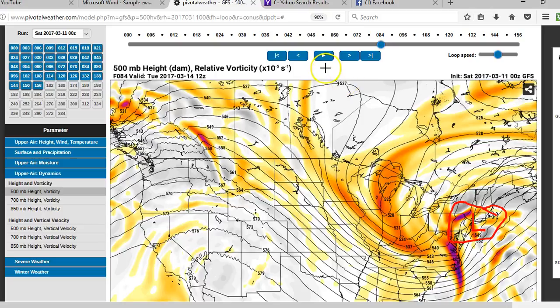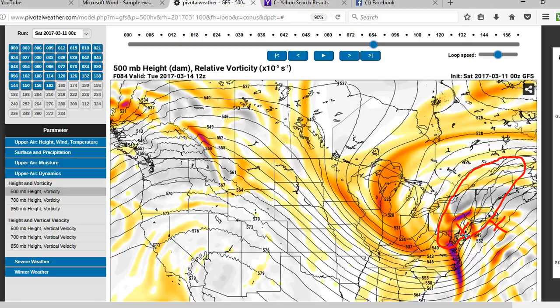Now the European model has this piece of energy that we're looking at here. It has it just a little further east off of Long Island and Cape Cod. So in that case, the low stays offshore and everybody gets heavy snow. All the heavy snow amounts. And the axis of the heaviest snow would be shifted further east to include the coast. So those are the two scenarios that we're dealing with. So it's just a matter of how far east or west the storm is going to track.